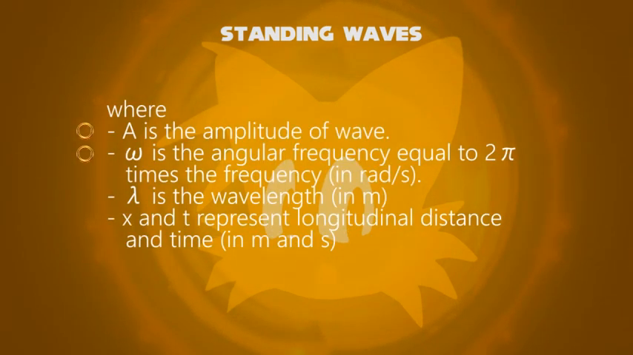Omega, the angular frequency in radians per second, is 2 pi times the frequency. Lambda is called its wavelength in meters. And x and t denote the variables of longitudinal position and time respectively.